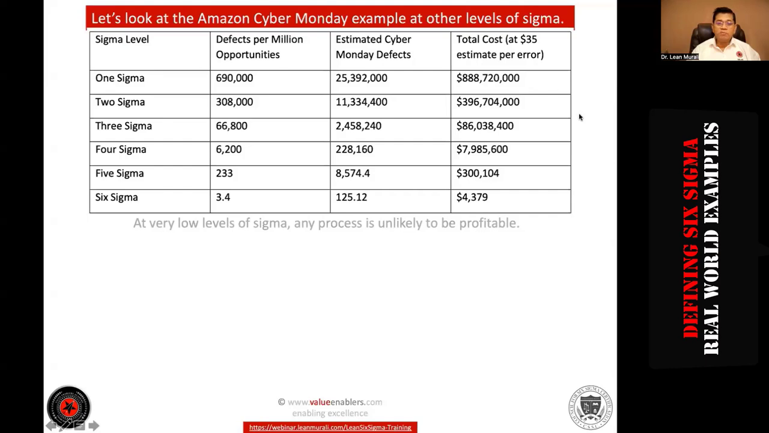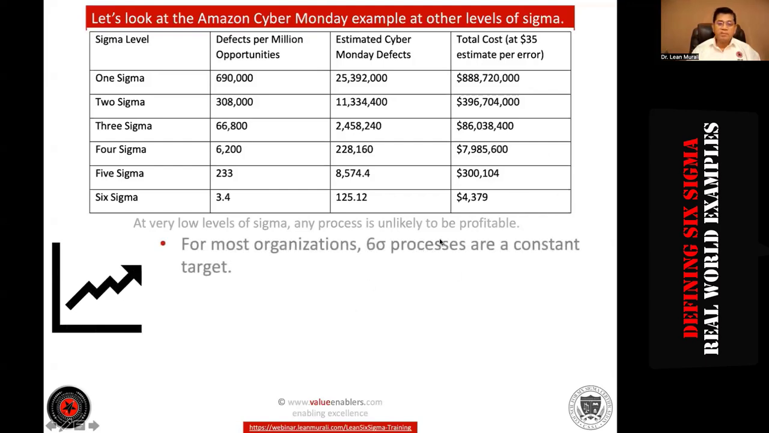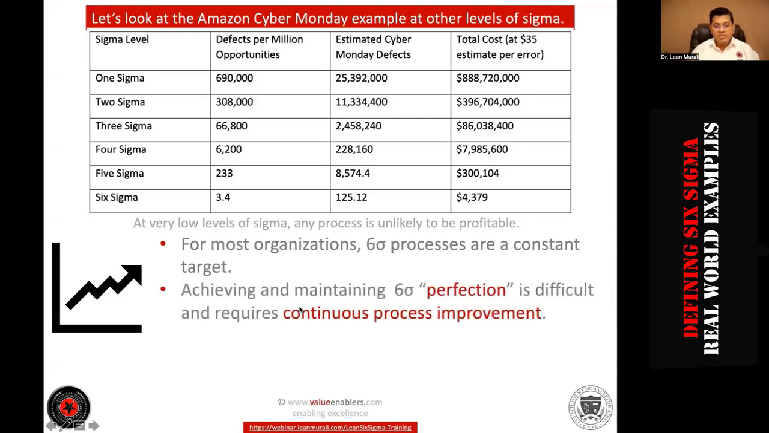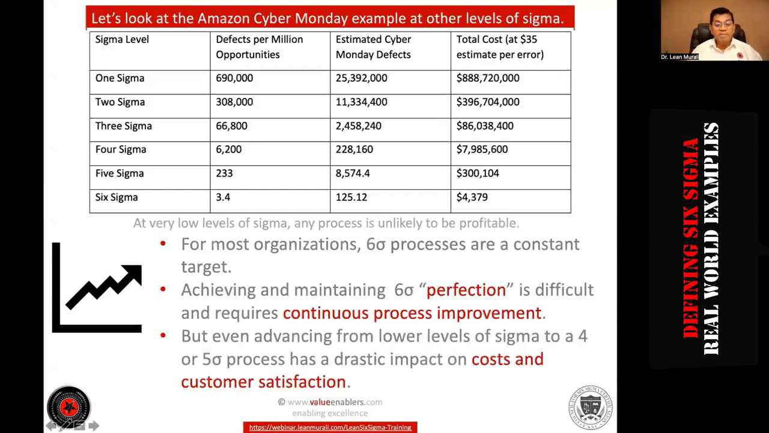So at lower levels of Six Sigma, any process is unlikely to be profitable, okay? For most organizations, Six Sigma processes are a constant target. Achieving and maintaining Six Sigma perfection is difficult and requires continuous process improvement. Even advancing from lower levels of Six Sigma to 4 Sigma or 5 Sigma has a drastic impact on cost and customer satisfaction. All right.